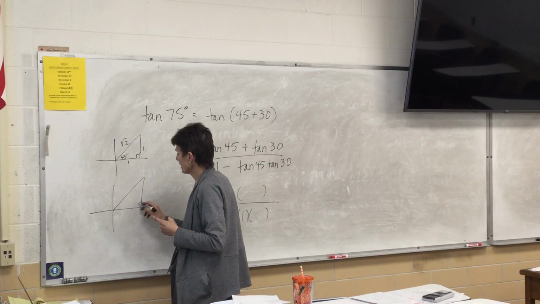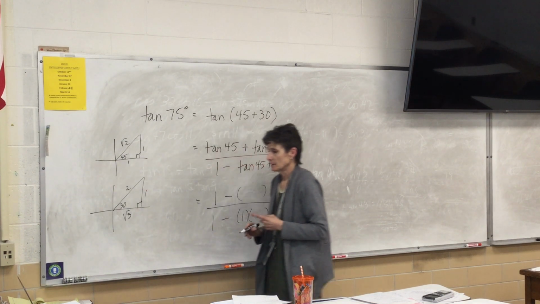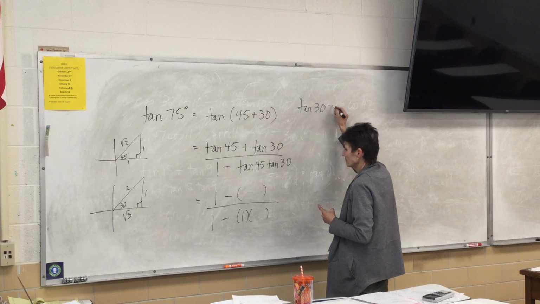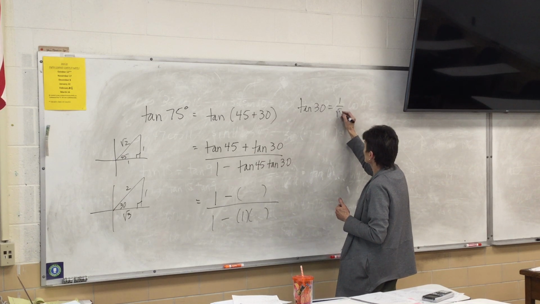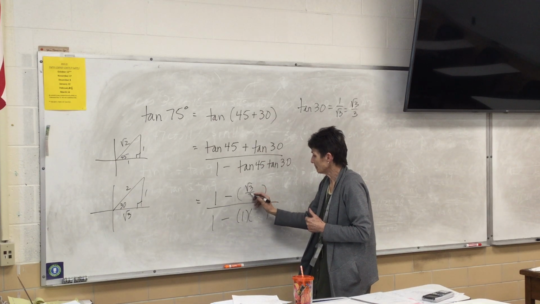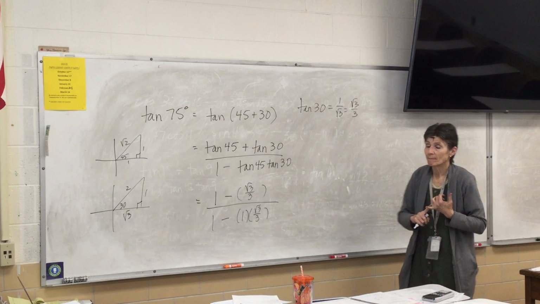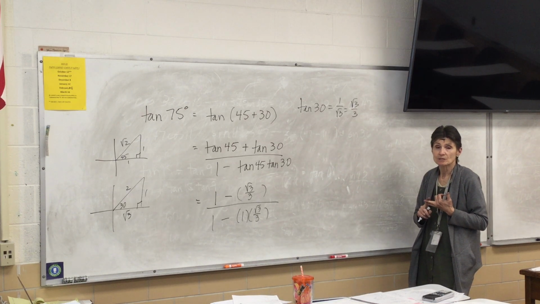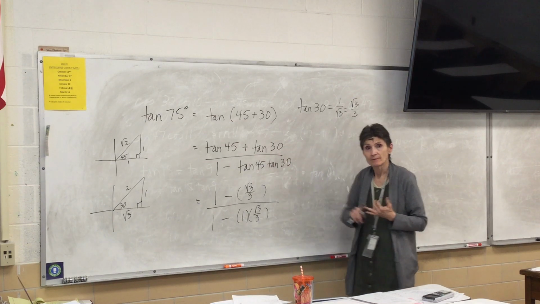So maybe I know that. Maybe I have that memorized. Maybe I don't. The tangent of 30 is 1 over root 3 or root 3 over 3. So that's the number I'm going to put in here. So I figured out what made 75. I figured out what formula I was going to use. And then I plugged in the values in the formula.